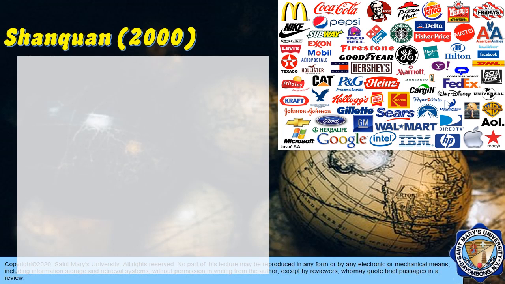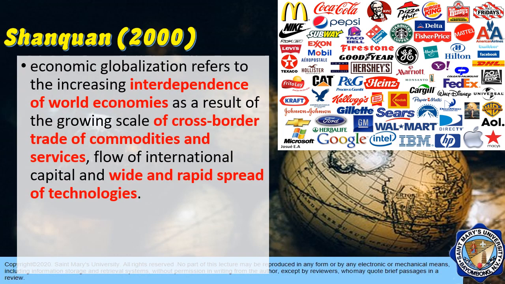So according to Sanquan 2000, economic globalization refers to the increasing interdependence of world economies as a result of the growing scale of cross-border trade of commodities and services, flow of international capital, and wide and rapid spread of technologies. Now, economic globalization is also concerned with the globalization of production, finance, markets, technology, organizational institutions, corporations, and labor as well.